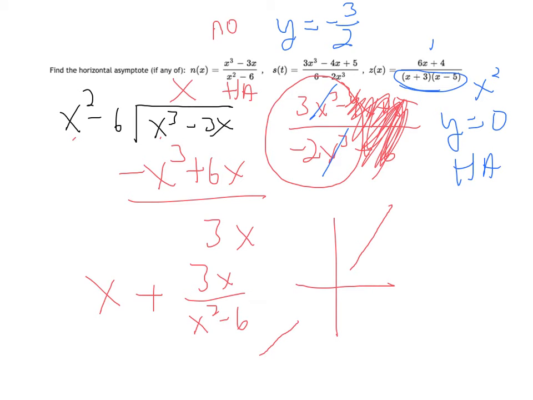Okay, so if it's top-heavy, no horizontal asymptote. If it's the same power, you look at the coefficients of the leading terms. That's your horizontal asymptote. If it's a bottom-heavy function, the horizontal asymptote is 0.